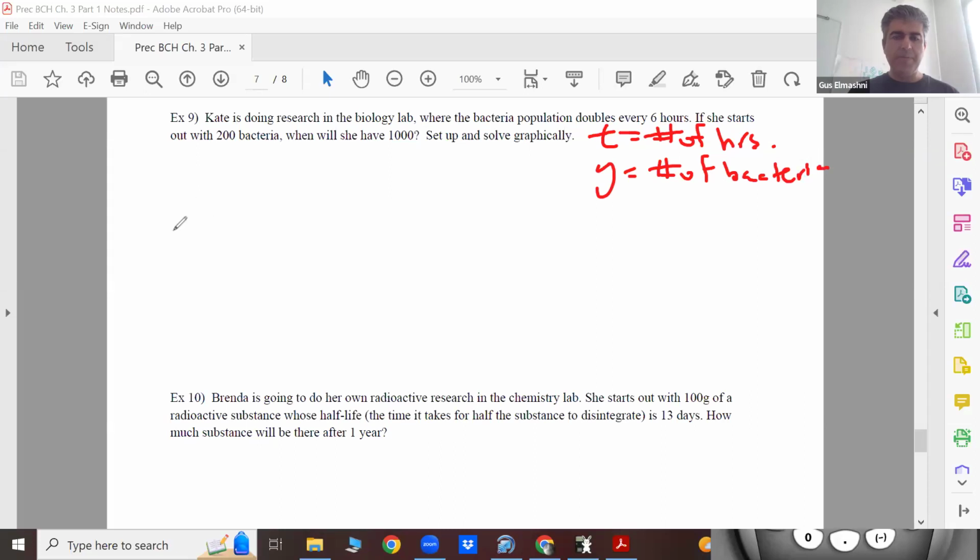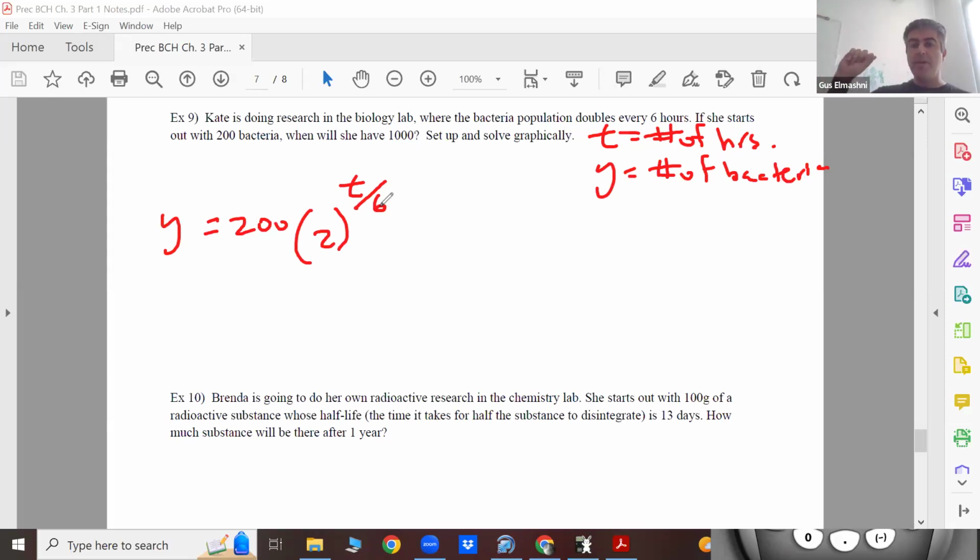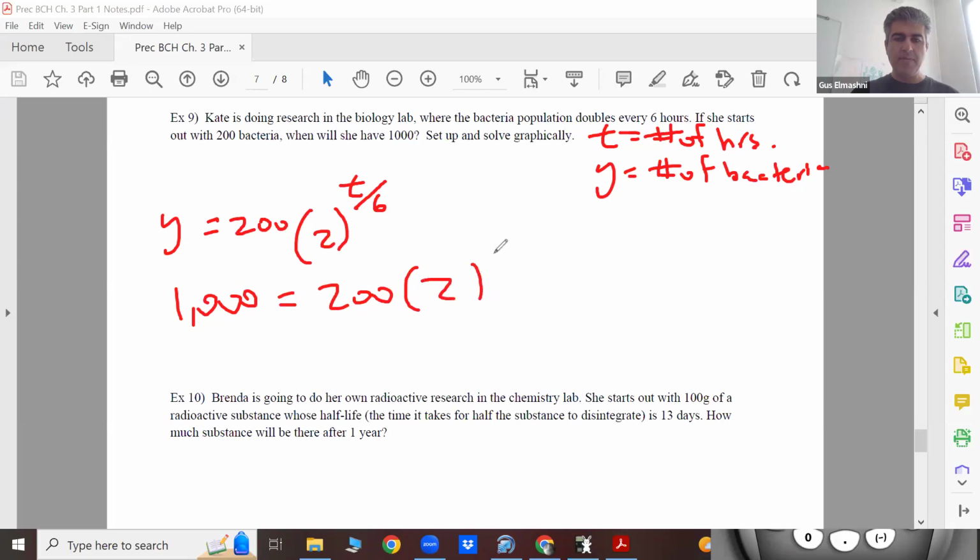And then we start with 200. So Y equals 200. And it doubles every 6 hours. So it'll be T over what? Yeah, you don't do 6T, you do T over 6. Because the base will be applied in its entirety once the exponent is 1. In order for the exponent to be 1, you need T to be 6. If you want the exponent to be 2, then T has to be 12, and so forth. And then when will there be 1,000? But you don't have to use T, you can use X if you want to, I don't care.